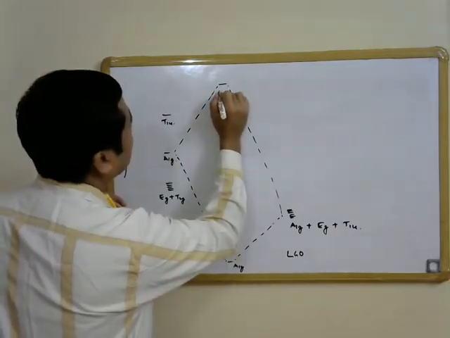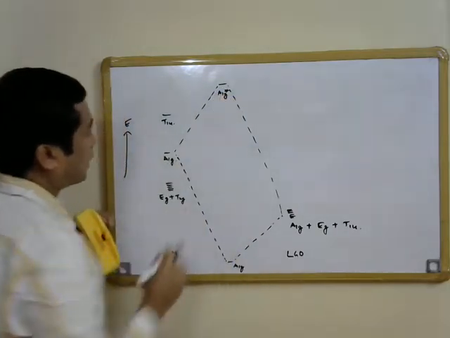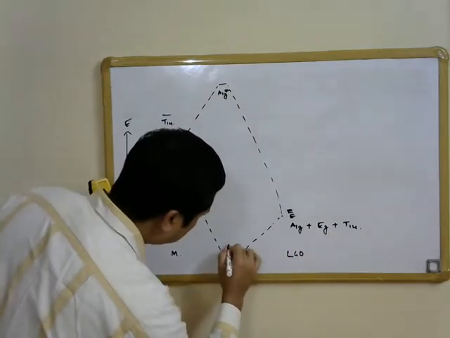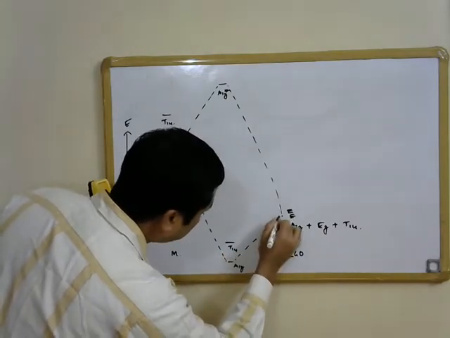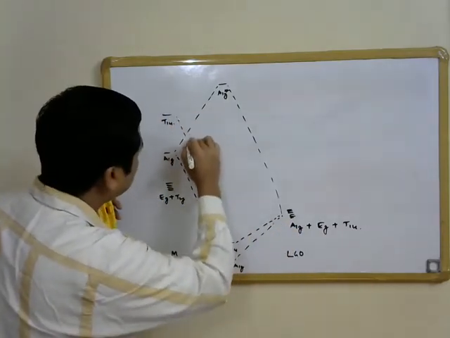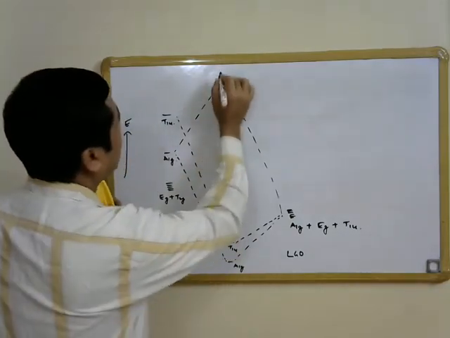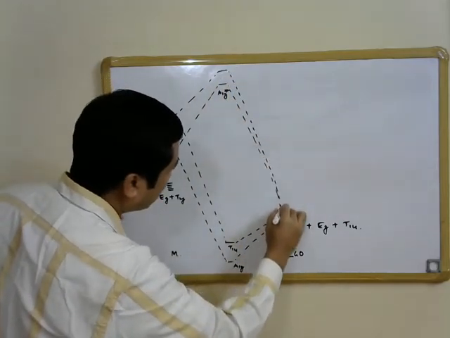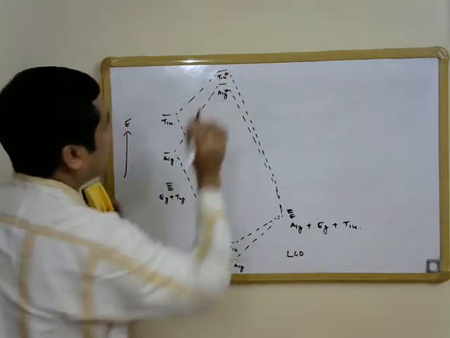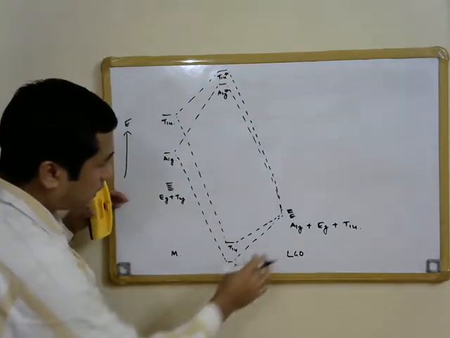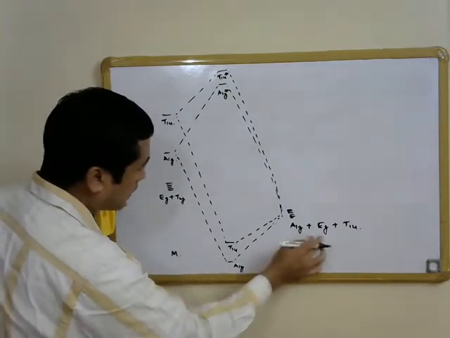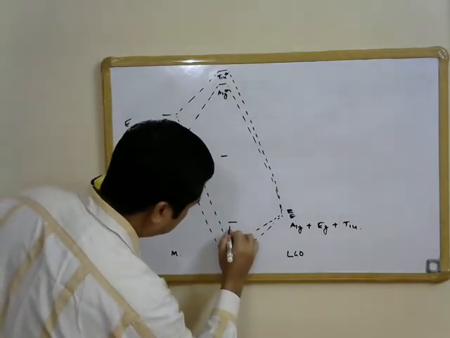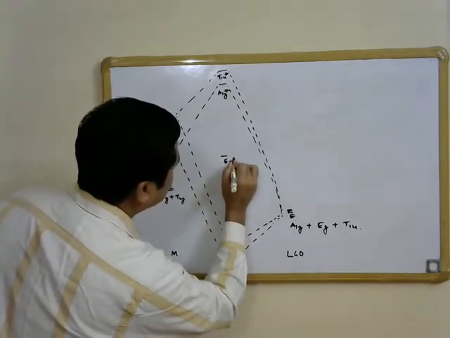and A1g anti-bonding, so A1g star we can write. Then we have T1u as well as T1u here, so we have T1u bonding and T1u anti-bonding in this way. Then we have Eg of the ligand group orbitals and Eg of the metal. So we have Eg, Eg star.